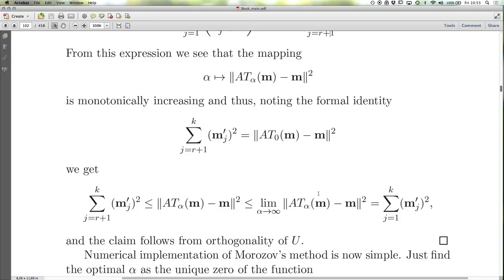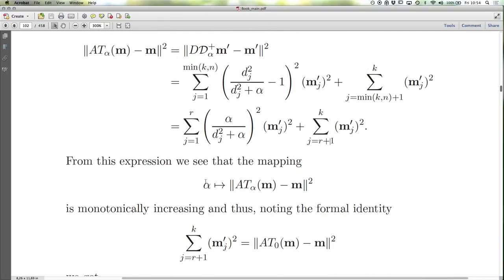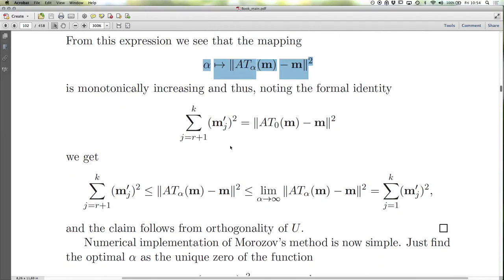And then, yeah, the singular value with index r plus 1 is already 0, unless r goes all the way to the end of the diagonal, but yes. And analyzing this expression, we can see that this function is monotonically increasing. That's somehow the main point of this proof. So it's a function of one real variable alpha.